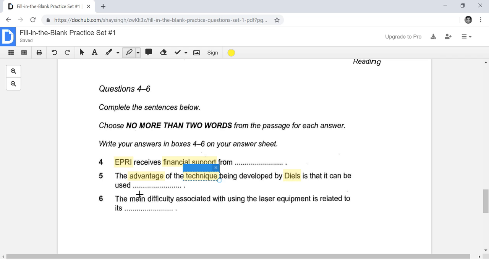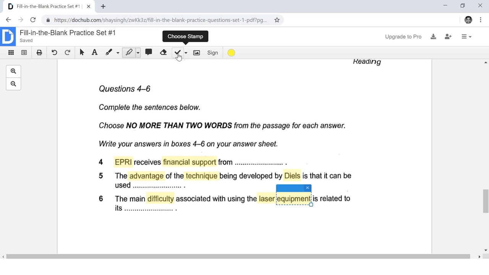And then for number 6, difficulty is a keyword. Our answer is going to be related to some kind of a difficulty or some kind of a problem. And laser. Not just laser, but also equipment. So laser and equipment, both of those are keywords. Great. So now that we have our keywords for all 3 of these questions, we have to identify which questions are going to be the easiest to answer.